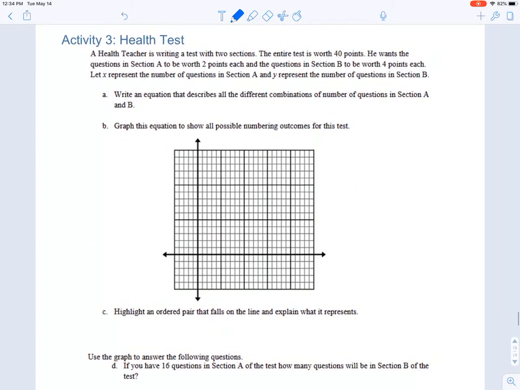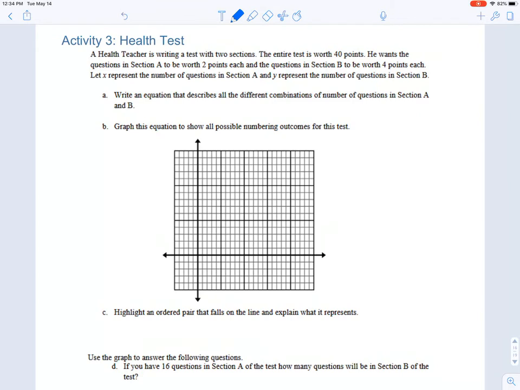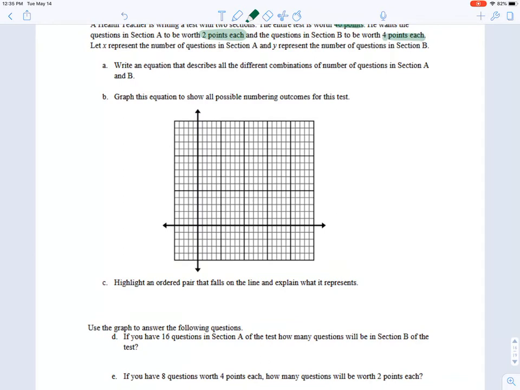Moving on to our third and final activity. This is about a health test, okay? A health teacher is writing a test with 2 sections. The entire test is worth 40 points. That's important. He wants the questions in section A to be worth 2 points each, and the questions in section B to be worth 4 points each. Let X represent the number of questions in section A, and Y represent the number of questions in section B. I would like you to try to write the equation on your own because it asks to write an equation that describes all the different combinations, okay? And then try to graph it.